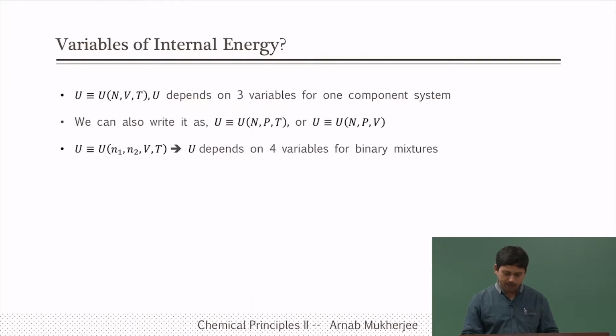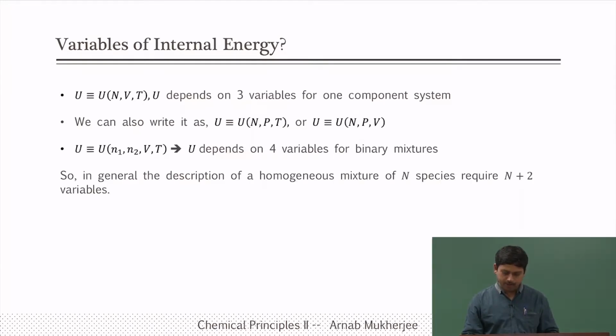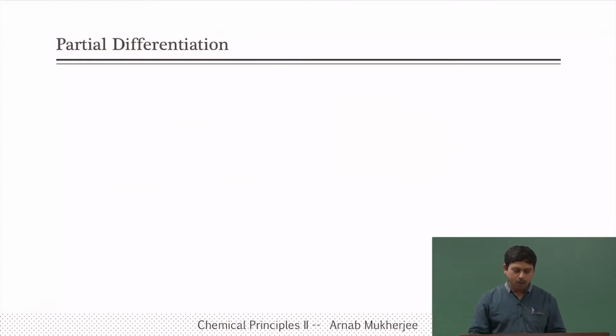So that we have covered. Now since U depends on multiple variables, you can see that when you change those variables, the property will change. For example, when I change the number of moles, U will change, or if temperature changes, then U will change, and things like that. How it changes depending on the change of one variable to another can be understood by understanding differentiation.